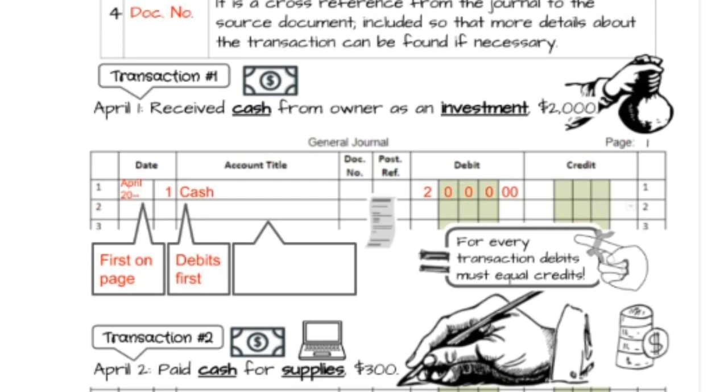Then we have our credit title. And when we have an investment, it's the owner capital. So credits are second and indented, and our owner's name is DONA. If you don't know what that is, you can look up in the chart of accounts. But we've got our capital account, and then over in the credit column, we've got that $2,000.